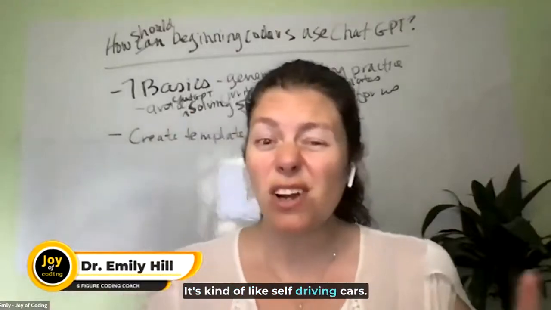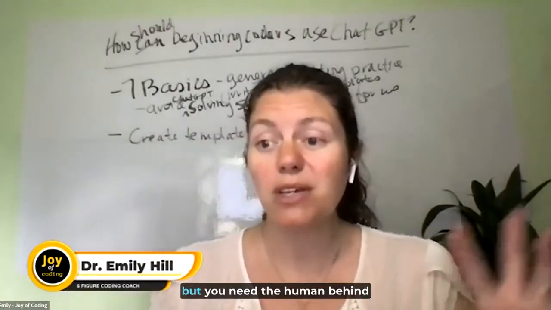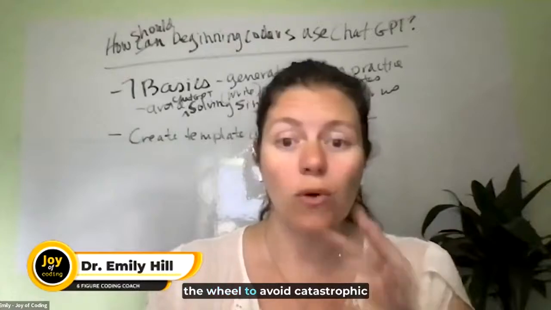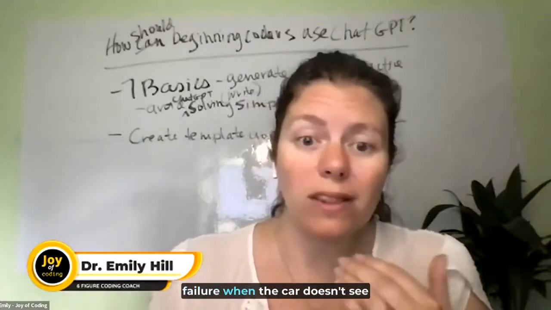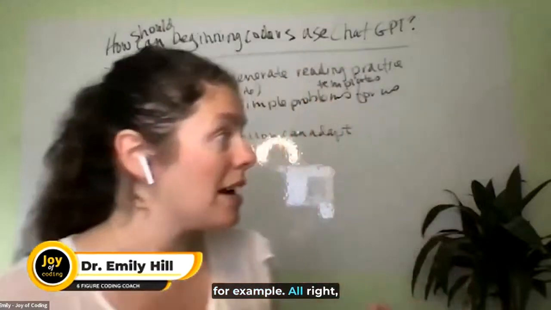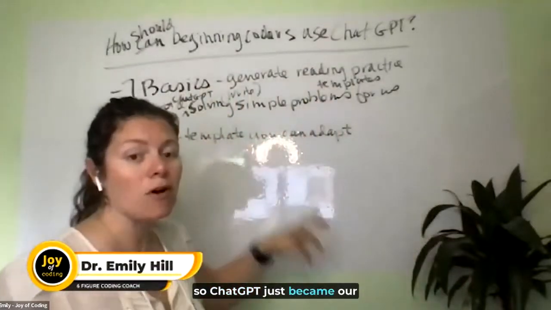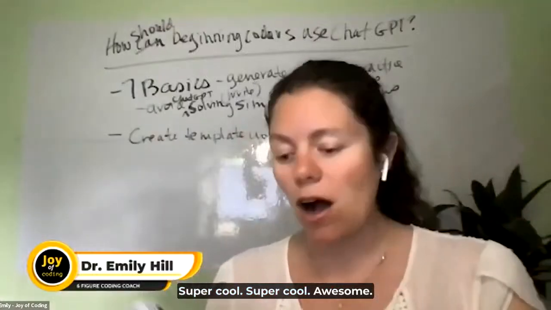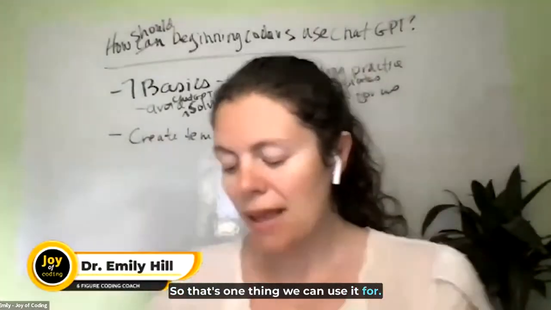It's kind of like self-driving cars. Like AI is great, but you need the human behind the wheel to avoid catastrophic failure, like when the car doesn't see the person who's crossing the road in front of them, for example. All right. So ChatGPT just became our infinite coding generator. Super cool, super cool. Awesome. So that's one thing we can use it for.